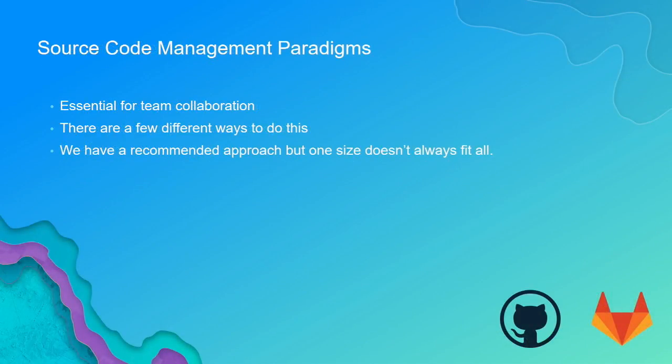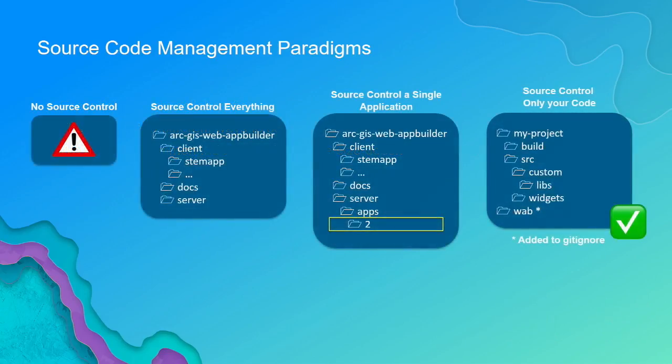So a little bit about source code management paradigms. You're working with multiple people, so you've got to have this in place. There are a few different ways to do it. I've seen a bunch of different ways that people tackle this issue. We definitely have a recommended approach, but like everything else, there's not one size that fits all. It's really going to vary on what you're trying to accomplish and how your organization does things. So these are what I see.